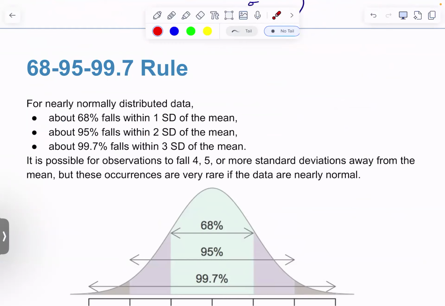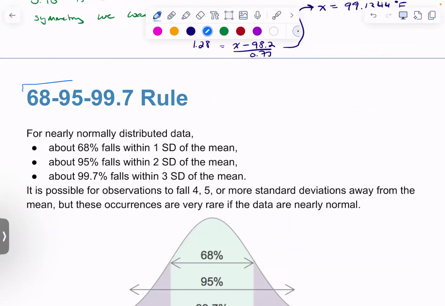The 68, 95, 99.7 rule is just a general rule that applies to normal distribution or nearly normally distributed data. Now, we're not going to use this a ton, but this is a good rule of thumb to estimate probabilities if you don't have a table or software.